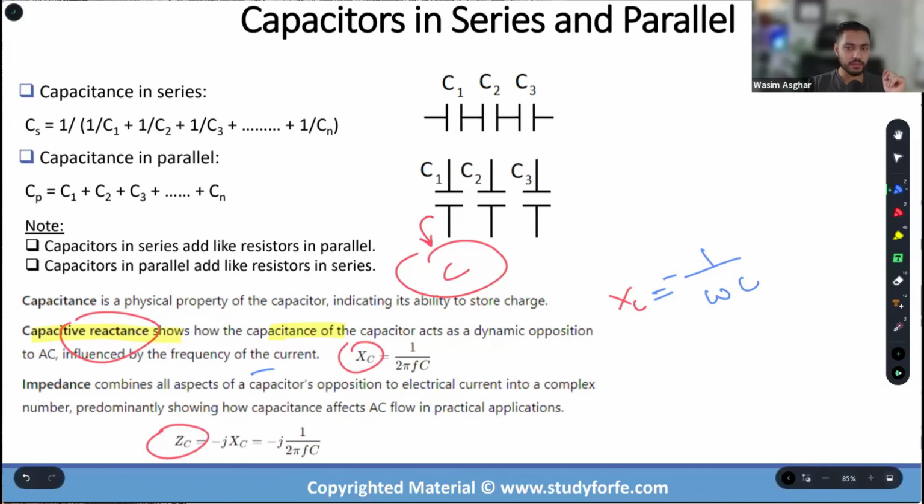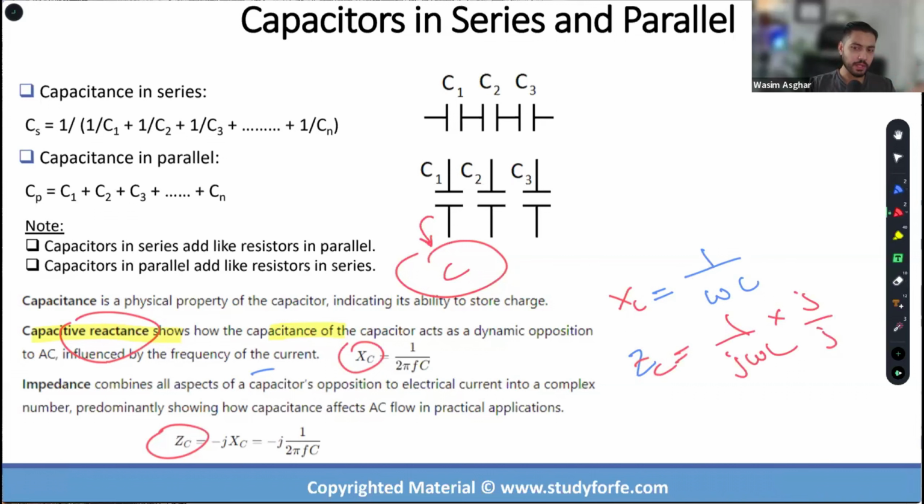Some textbooks omit the reference, the negative sign, and they basically just show that Z of C is equal to 1 divided by j omega C. If you are interested in knowing where the negative sign comes from, we actually multiply and divide by j. So you end up with j divided by omega C, and you have a denominator of j squared, and j squared is equal to -1. That's where the negative sign comes from.